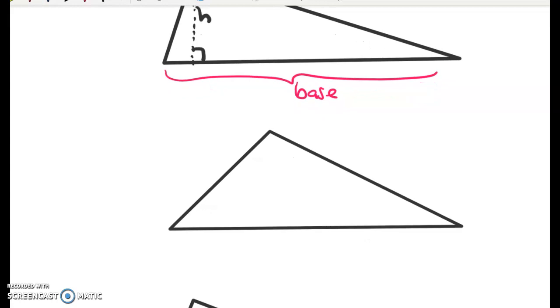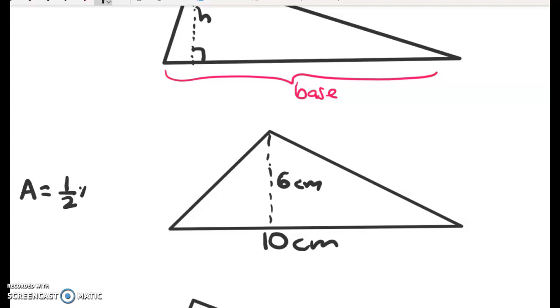So for this triangle here, if the base is 10 centimetres, we have to be told the value of the height to find the area, at least so far with what we know in maths. So the area of this triangle will be a half times 10 times 6, which is going to be 30 centimetres squared.